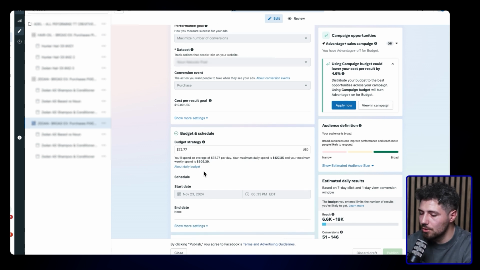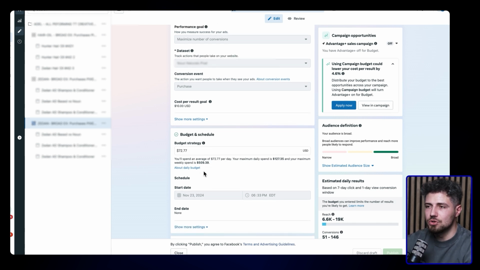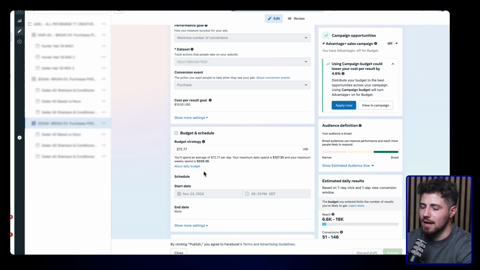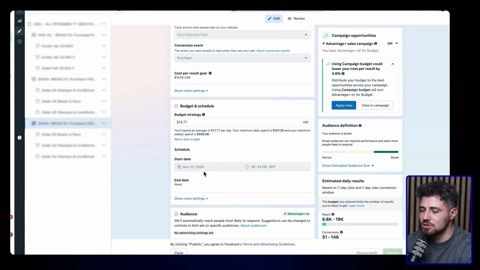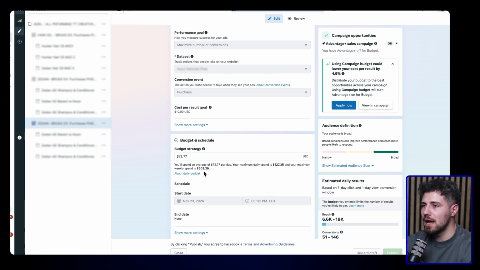Probably could have even gone lower than that. But if you do bid at a higher price, Facebook will automatically bid lower than that. So just keep that in mind, so you can keep that parameter in there.